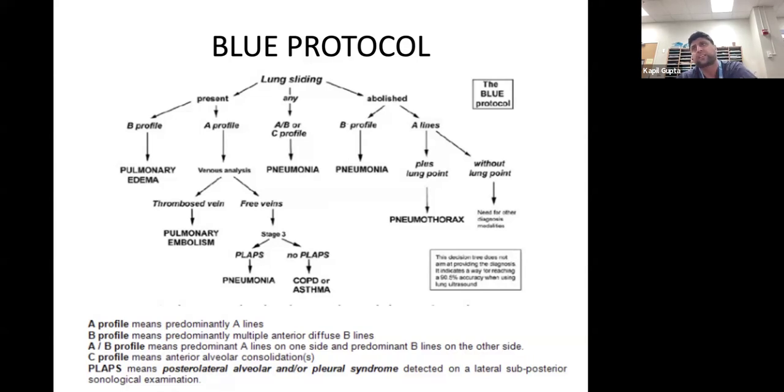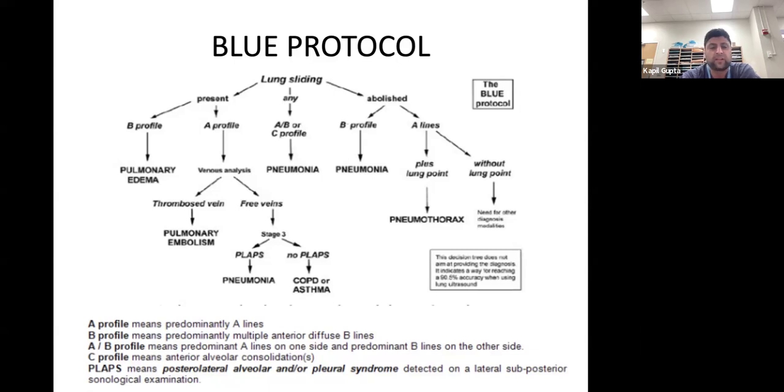If there is presence of thrombosed veins, it should be pulmonary embolism. In that case, I would do echocardiography and look for any right heart dilatation as well as McConnell sign. McConnell sign is basically the sparing of the right ventricular apex movement, whereas the free wall does not move very well. That's pathognomonic of pulmonary embolism.